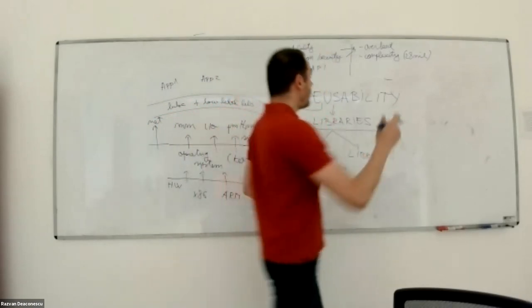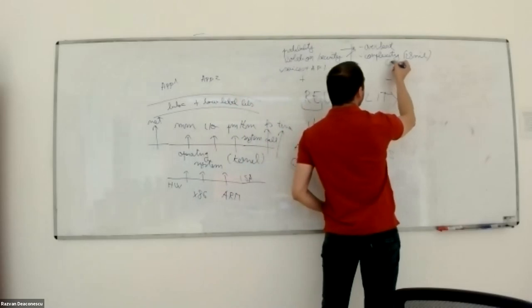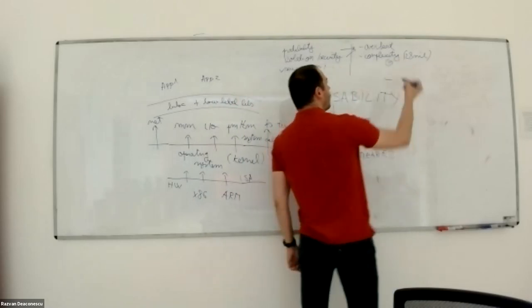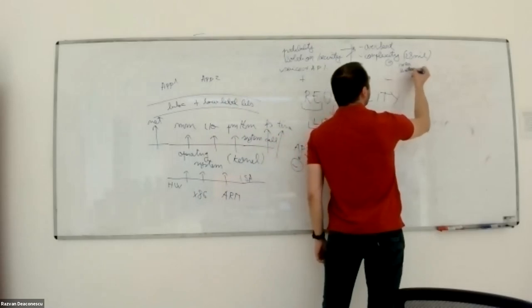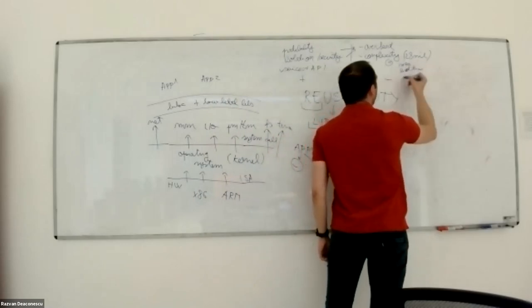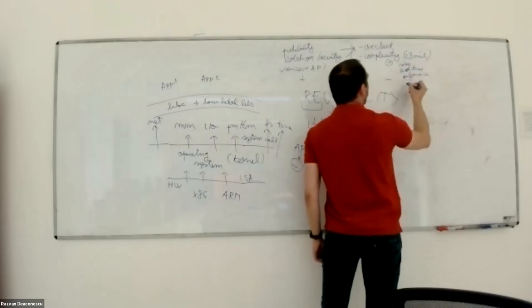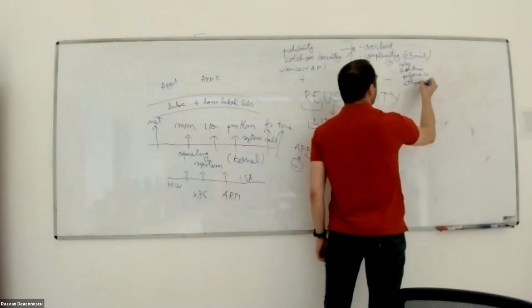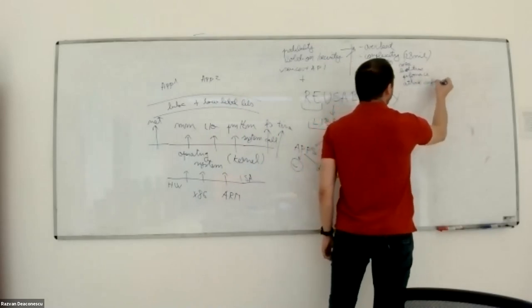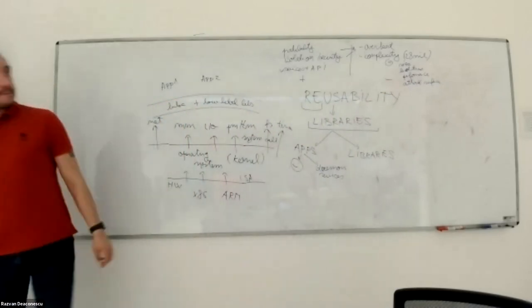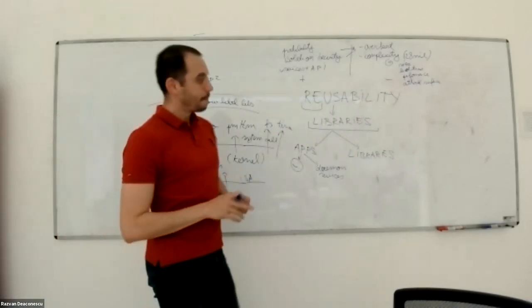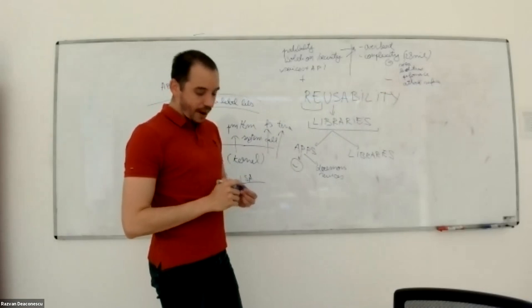And Eddie, the size and the attack surface are correlated to complexity. So complexity means size, means boot time, performance, and we also call attack surface or security. These are all affected by the way the kernel works.